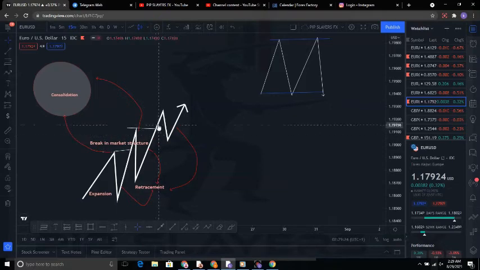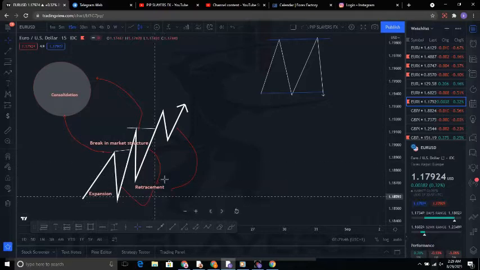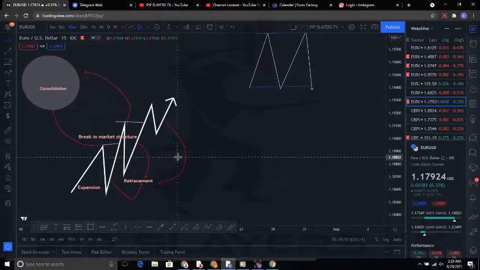As soon as this impulse breaks the market structure, we seek a retracement into another block, a fair value gap, or a mitigation block, a breaker block. So at this point, we seek to enter at any of those institutional reference points.